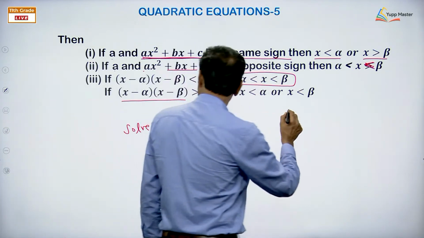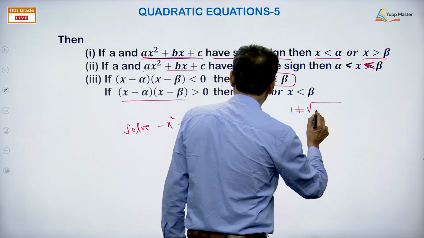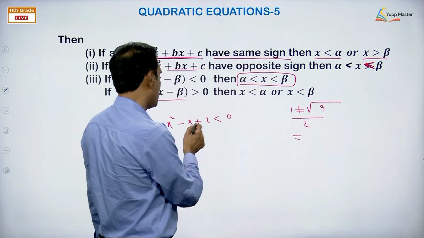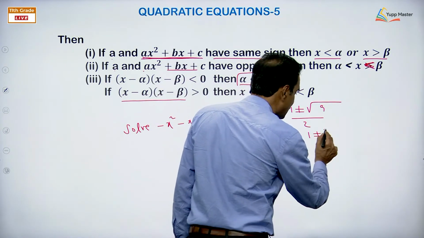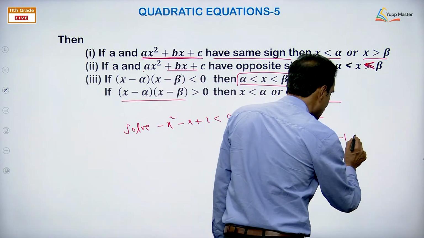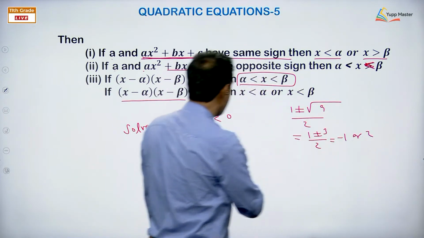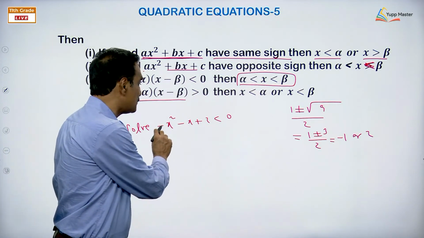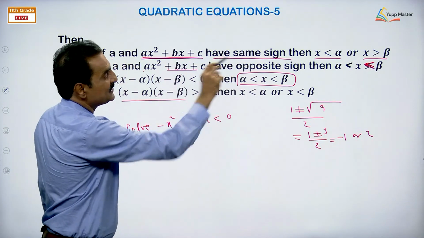Find them according to the formula, minus b plus or minus root of b square minus 4ac, over 2a. b square minus 4ac is 9, so that is 1 plus or minus 3 by 2. If you take the minus sign, you will get root as minus 1. If you take the plus sign, the root is 2. Minus 1 and 2 are the roots. Now, the x square coefficient is negative, and the expression is also negative. So a and the expression have the same sign.